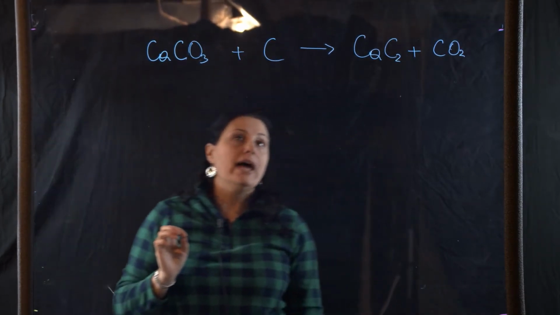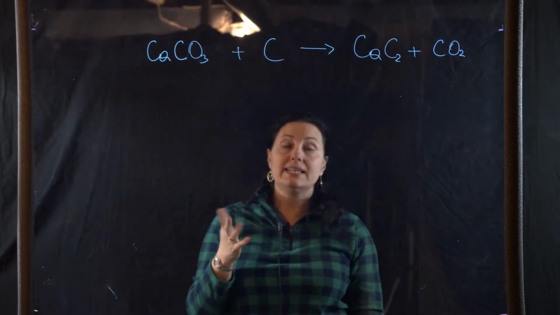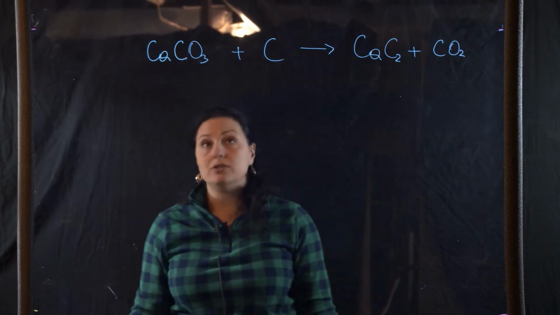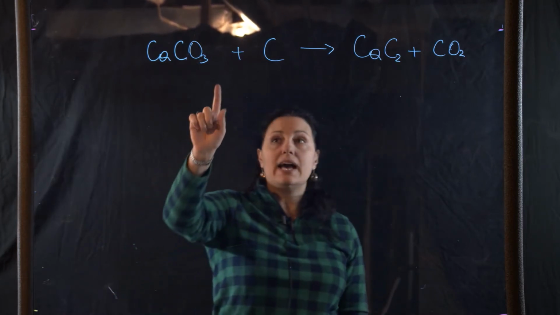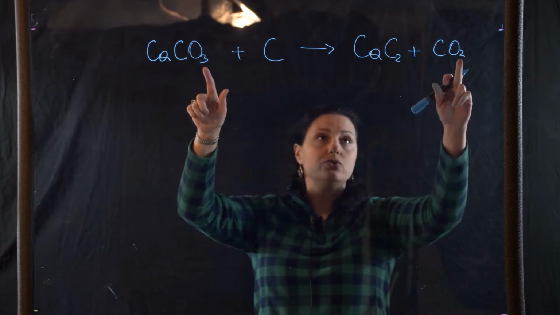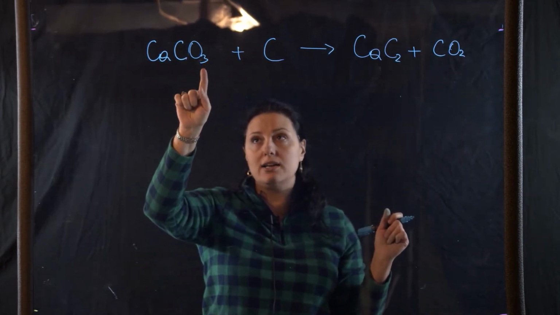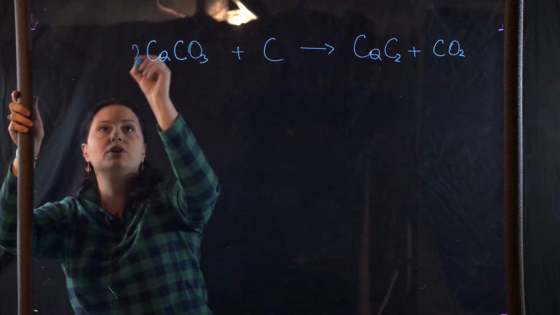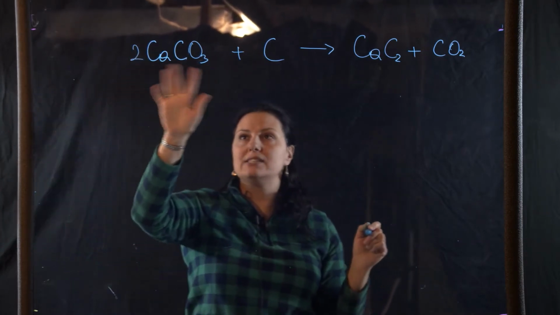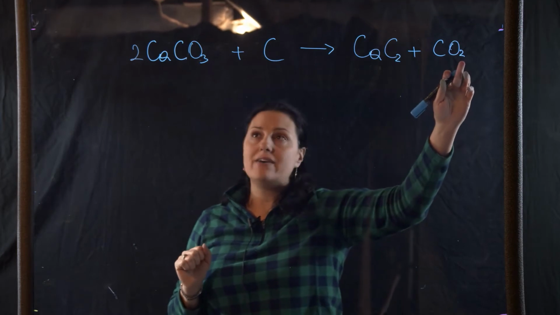Okay, now as I look at this, I can see that it's not a balanced chemical reaction. I see I have 3 oxygens here, but only 2 here. So what do I need to do? I need to convert my odd numbers into even. I do that by putting a 2 in front. So now I have 6 oxygens, but I only have 2 here.